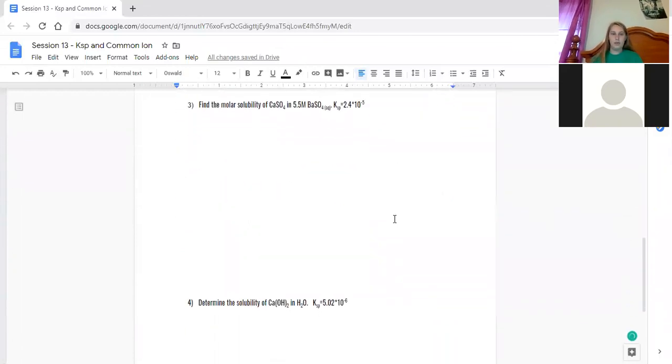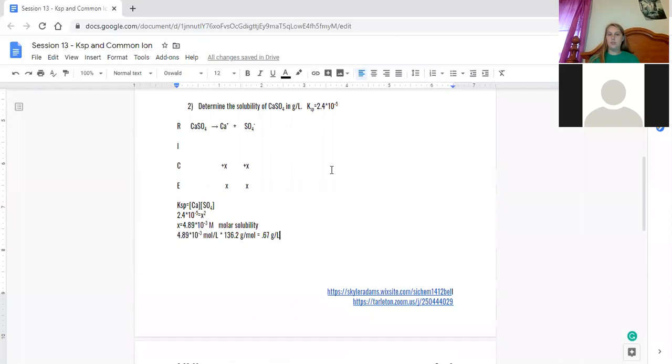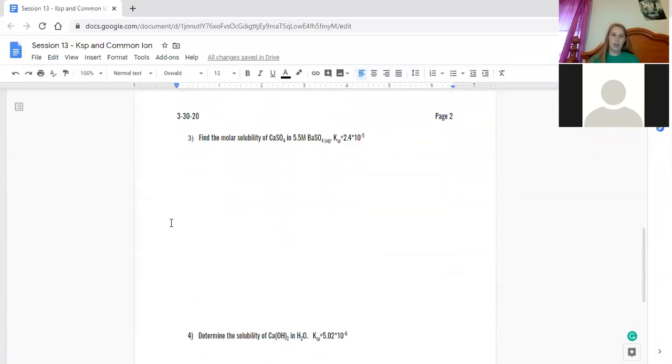So we're going to find the molar solubility for CaSO4 in barium sulfate. The reason we're going to do that is because we found it here, just its solubility by itself, but here we're going to be able to see what that looks like whenever you solve it and have something else in the mix.